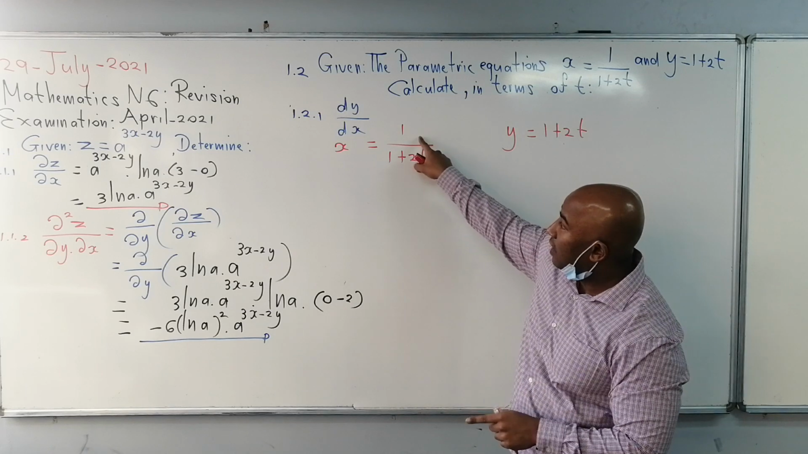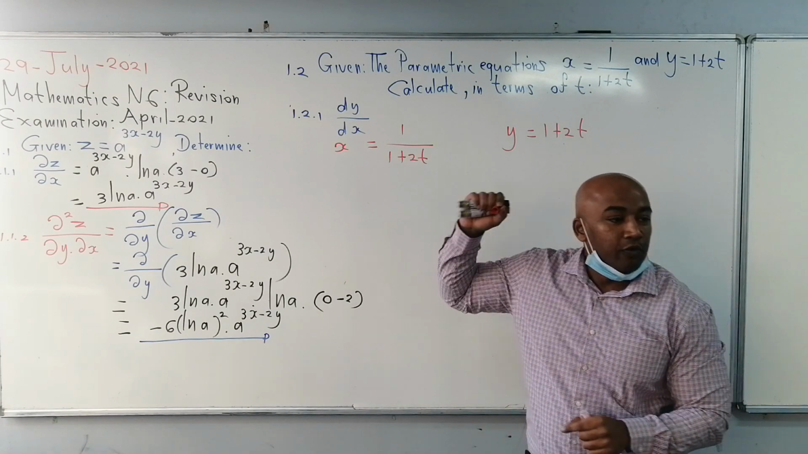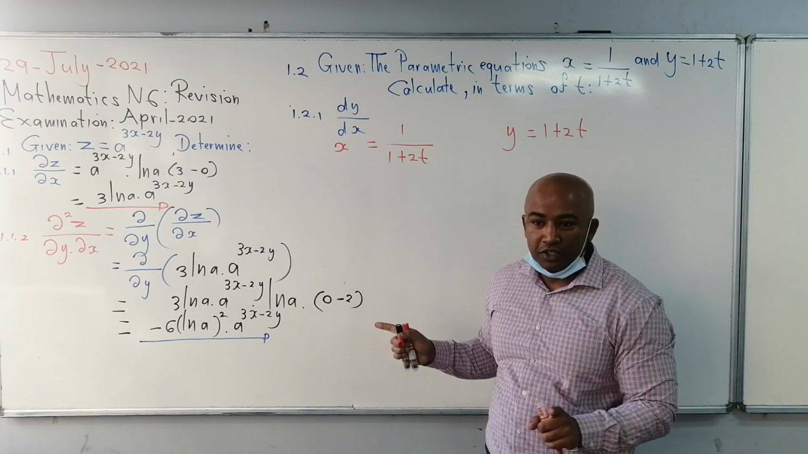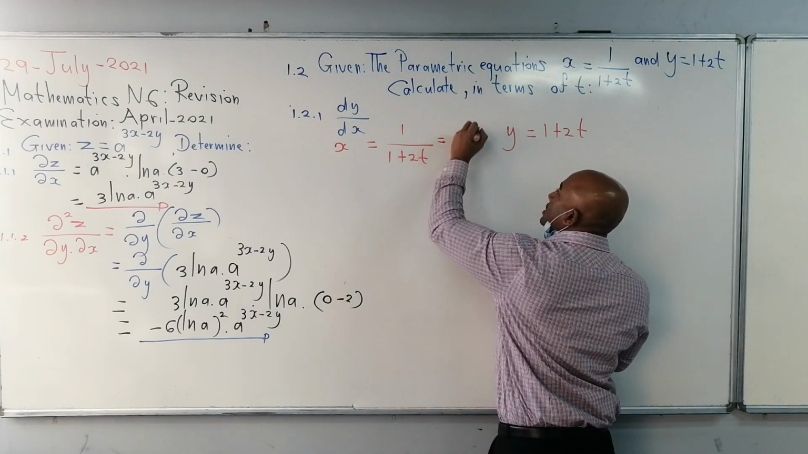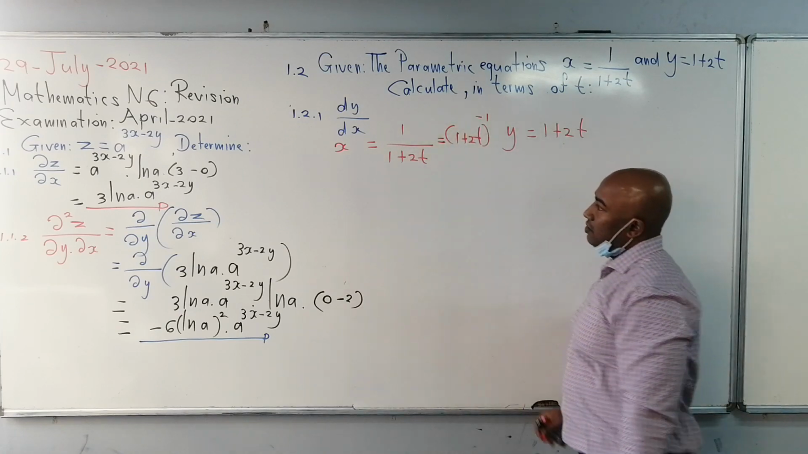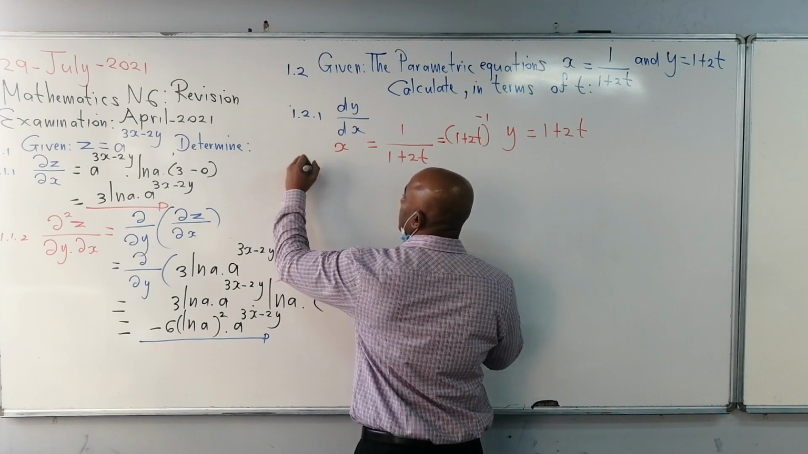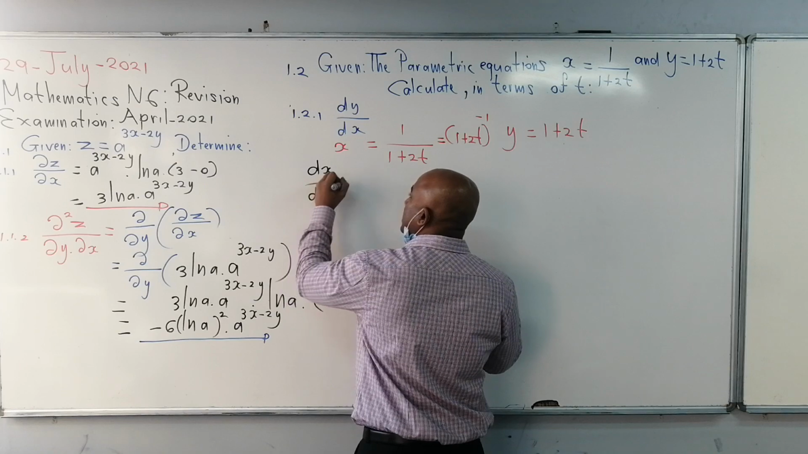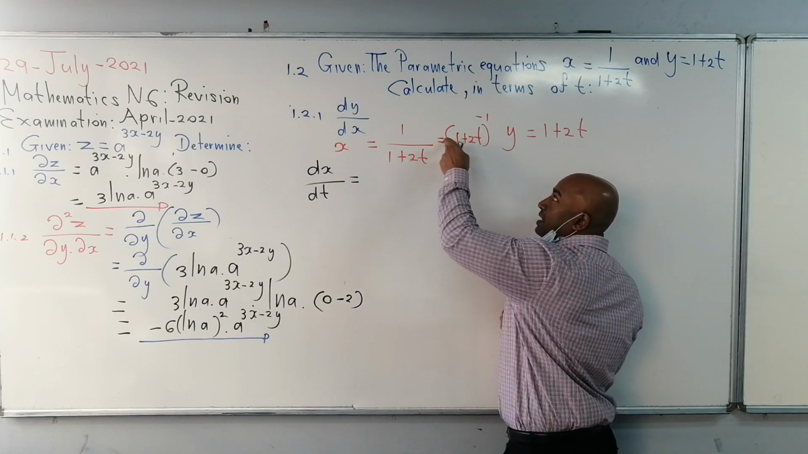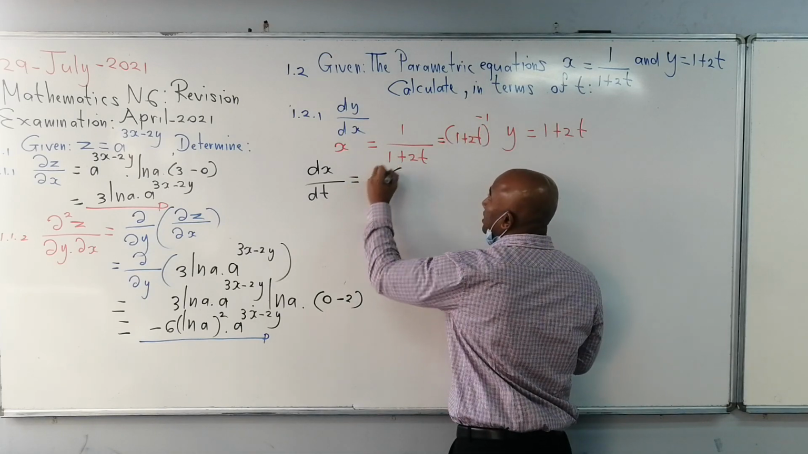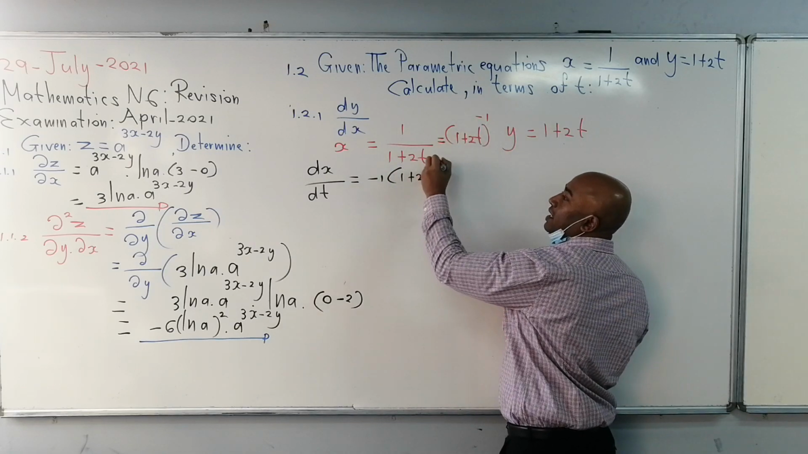Right, now, I need to differentiate this. This is a fraction. If I do it as it is, I will be using the quotient rule. I do not want to use a quotient rule, so let me rearrange this here. Let me write it as 1 plus 2t to the power minus 1, because the chain rule is simple to use. So now, I'm going to go dx over dt. I'm differentiating x with respect to t, chain rule, so that's going to be 1 times minus 1, which is minus 1. Then I got my 1 plus 2t to the power minus 1 minus 1 will give me minus 2.